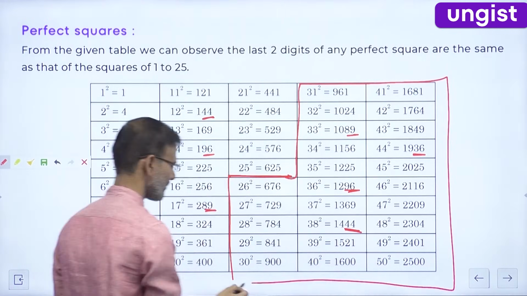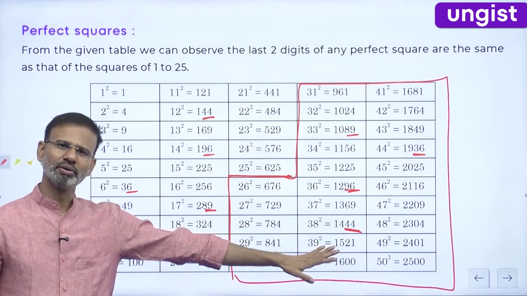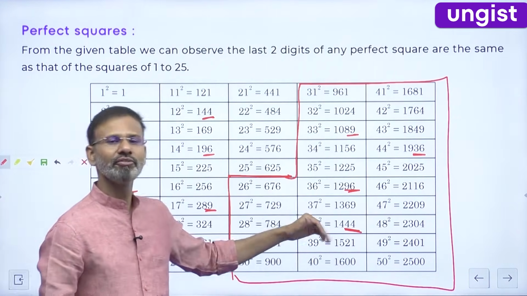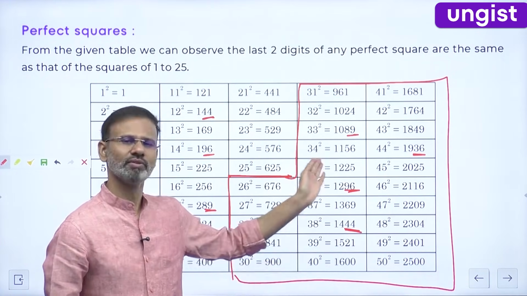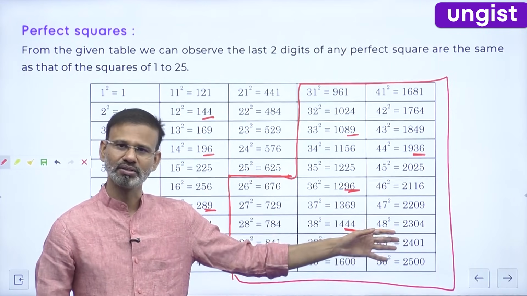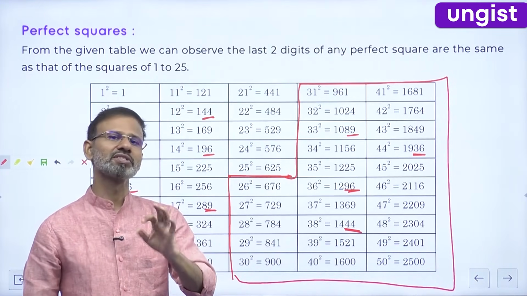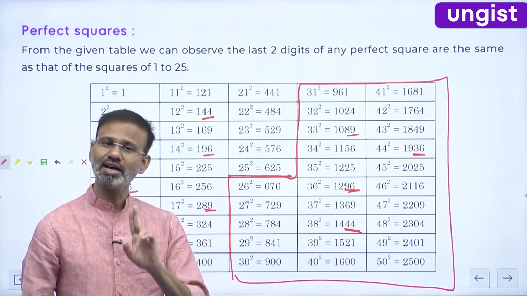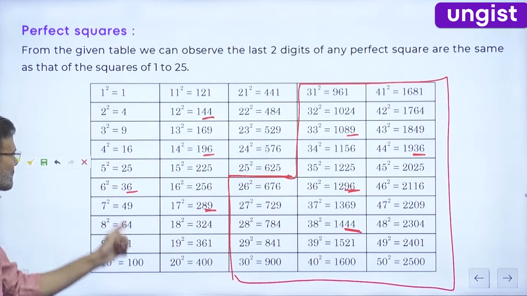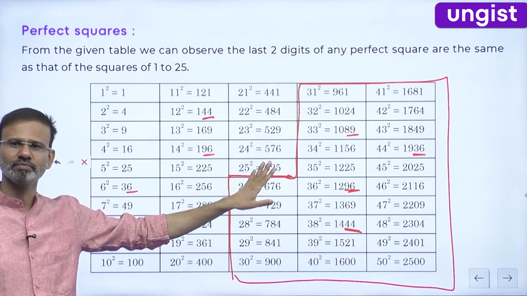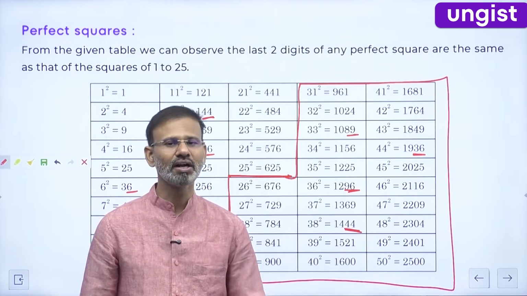After 25, the last two digits of any number, though this table is only up to 50 now, if we extend this table to 5,000 also, right? I'm not saying to 70 or to 100 or whatever. If I extend this to 5,000 also, then also you will observe the same thing, right? The last two digits of the square of any number will be the same as the last two digits of these 25 numbers. That is 100% sure, everyone. Right? 100% sure.